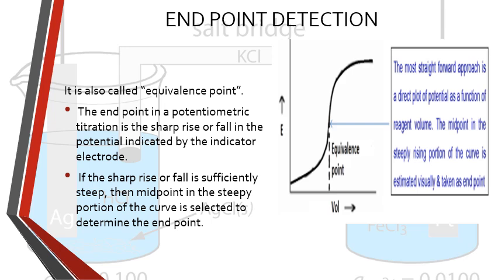The equivalence point or the endpoint detection in a potentiometric titration is the sharp rise or fall in the potential indicated by the indicator electrode. If the sharp rise or fall is sufficiently steep, then the midpoint in the steep portion of the curve is selected to determine the endpoint, as you can see in the diagram.